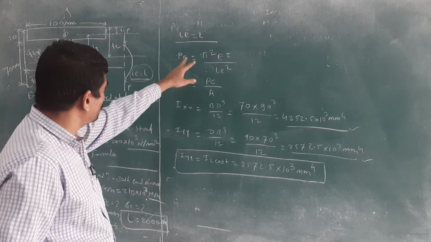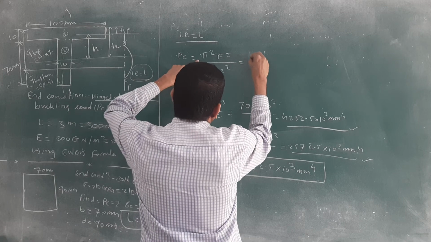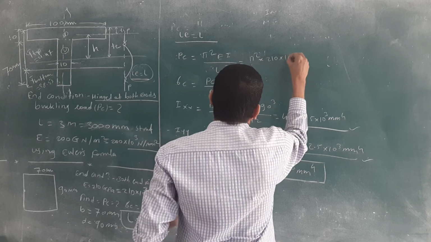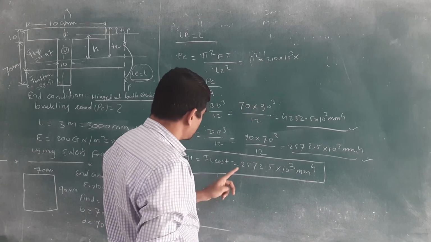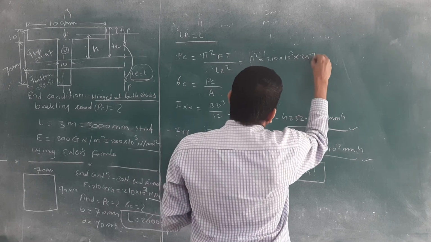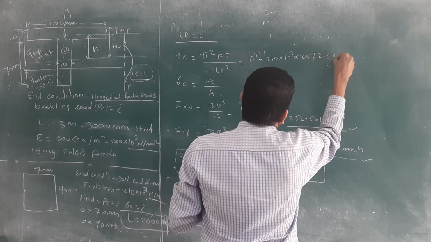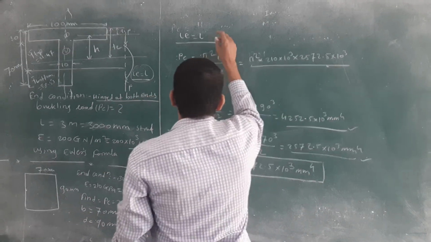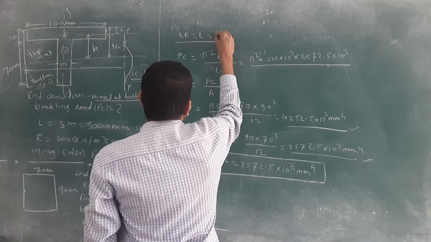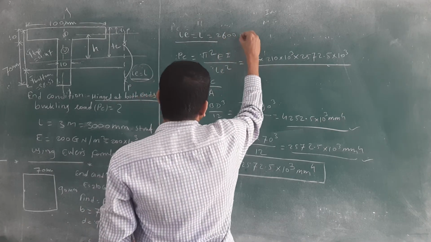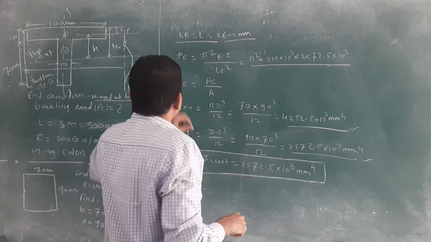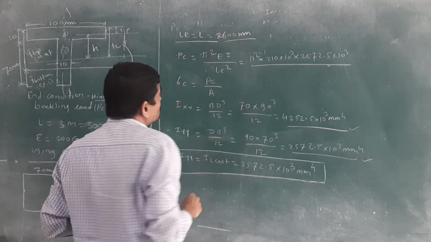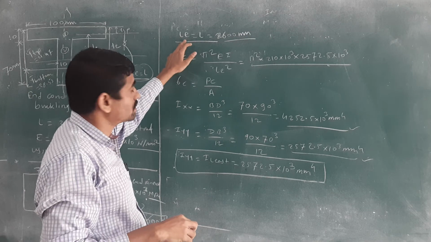We'll put that value in this equation. Pi square E is equal to what? This is given, 210 into 10 raised to 3. What is the I? This moment of inertia, 2572.5 into 10 raised to 3, divided by what is the LE value? LE is equal to L. This equation is very important. These marks are divided stepwise. So if you have written this LE is equal to L, if this numerical is asked for 6 marks, then you will get 1 mark for this relation.